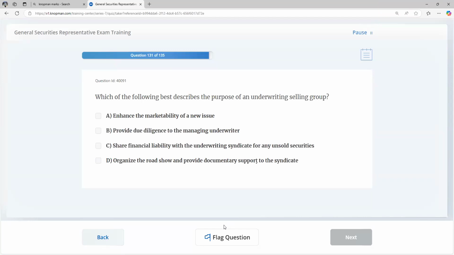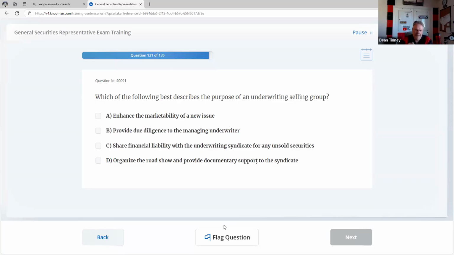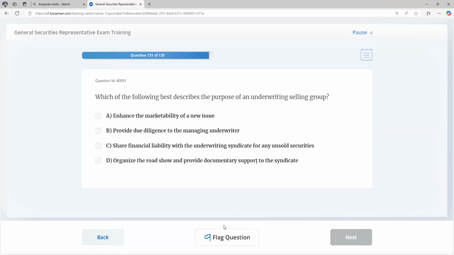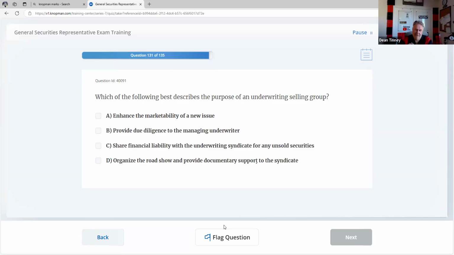The selling group. Yeah, I would have done this by process of elimination. Well, it's not the financial liability. That's exactly right. So C is out.